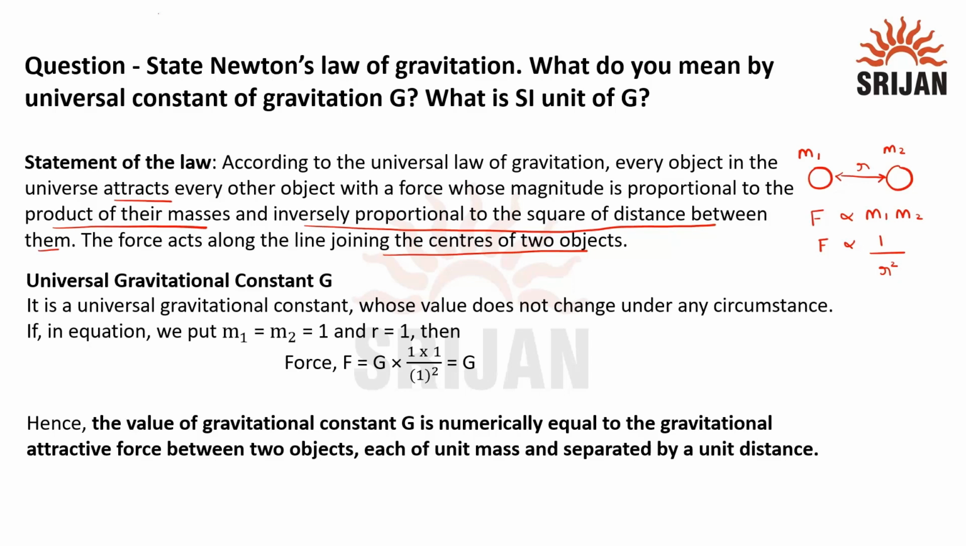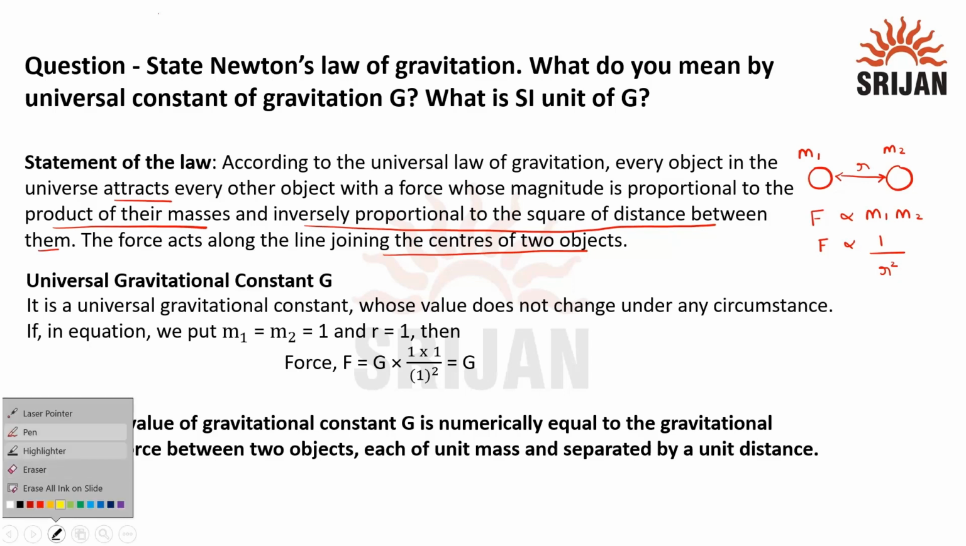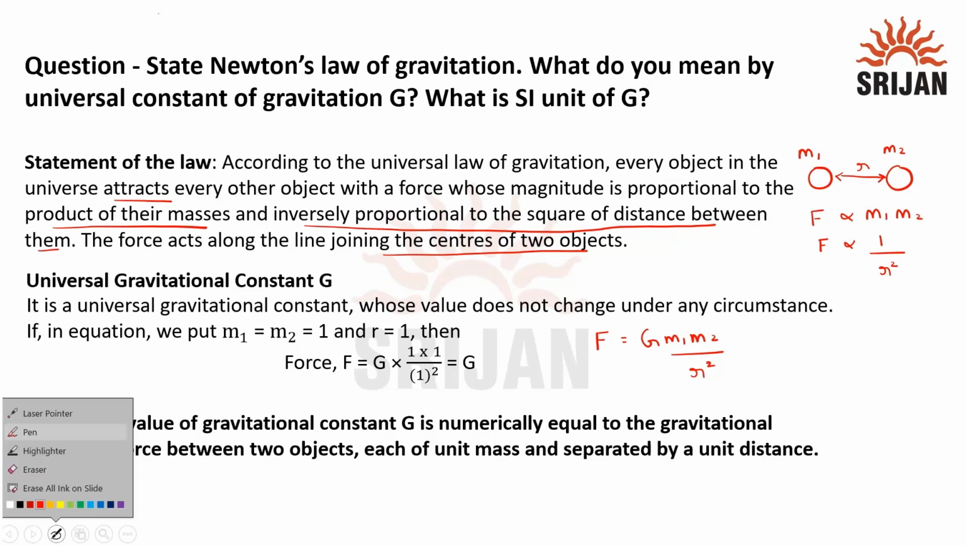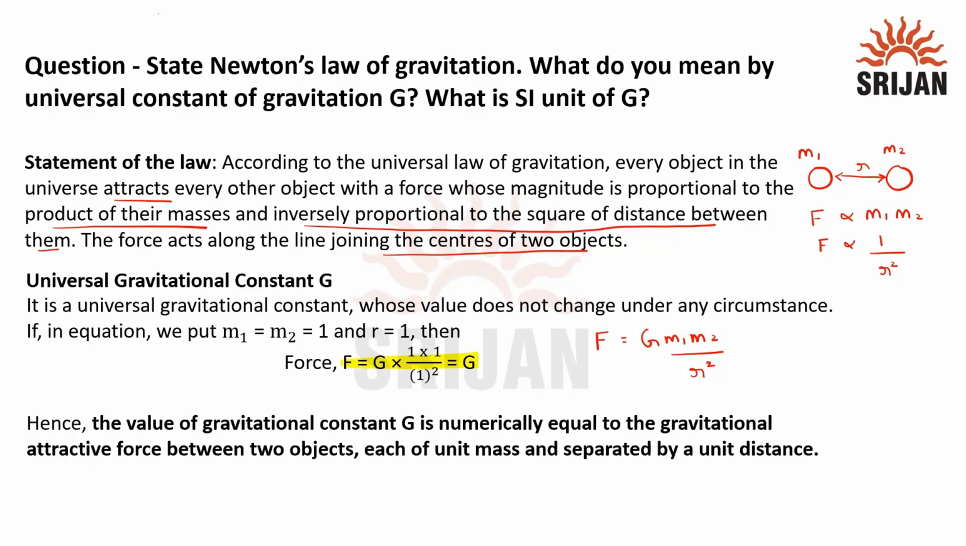If in this equation, F is equal to G m1 m2 divided by r square, where G is the universal gravitation constant, we put m1 and m2 to be 1 and also r to be 1, then the force becomes F is equal to G. Hence, the value of gravitational constant G is numerically equal to the gravitational attractive force between two objects, each of unit mass and separated by a unit distance.